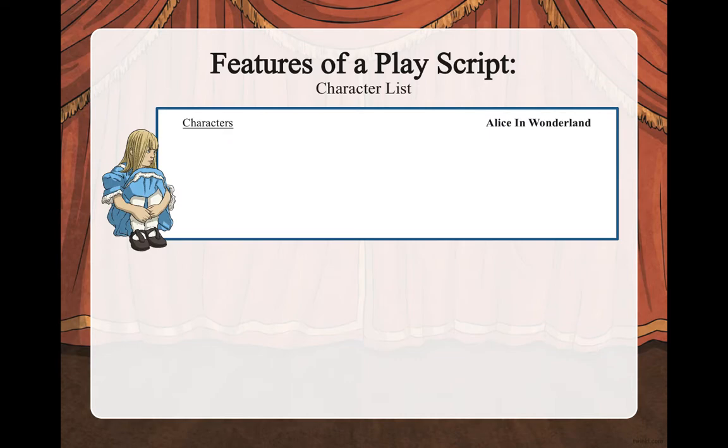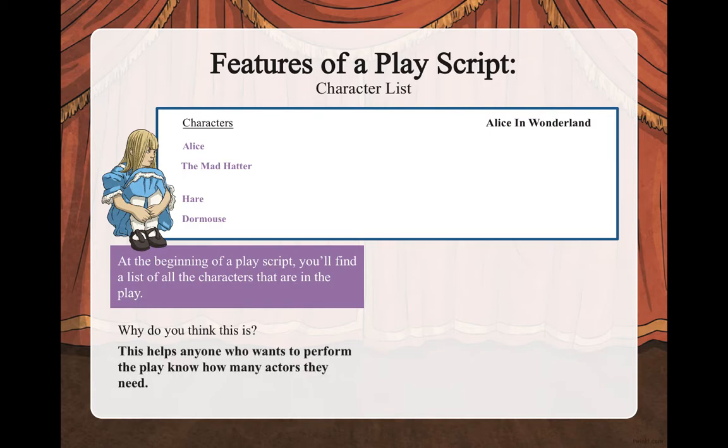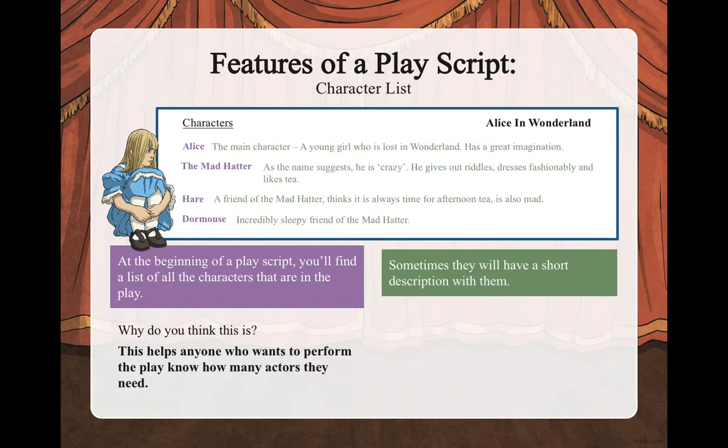So let's first remind you about features of a play script. So we have characters, and they appear at the beginning of a play script. You'll find a list of all the characters that are in the play. So why do you think this is? This helps anyone who wants to perform the play know how many actors they need. Sometimes they will have a short description with them, so we find out about who Alice is. She's the main character and a young girl, and so on.